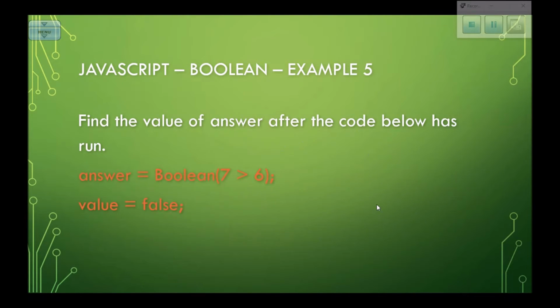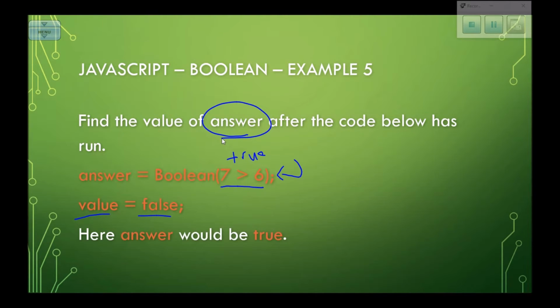Okay, nice. All right, this time answer equals the Boolean of 7 is greater than 6. 7 is greater than 6, so I'm going to store true in there. And then I've got value equals false, so value is false. The question, though, was, what is the value of answer? Answer is still true, right? In the second line, I didn't change what answer is. I changed what this other variable was. So answer stays true because that's what this line of code told me to do.